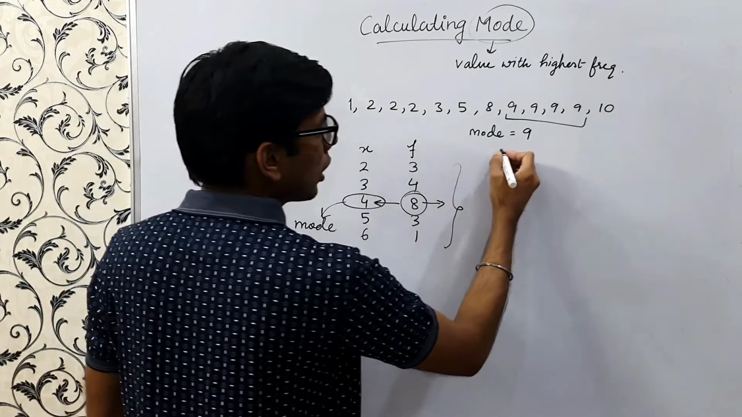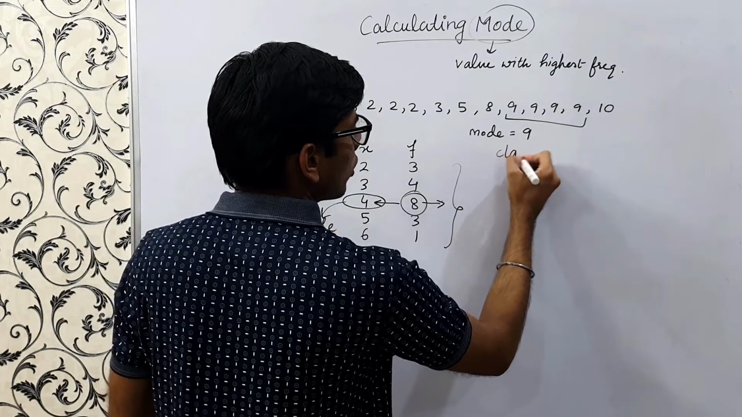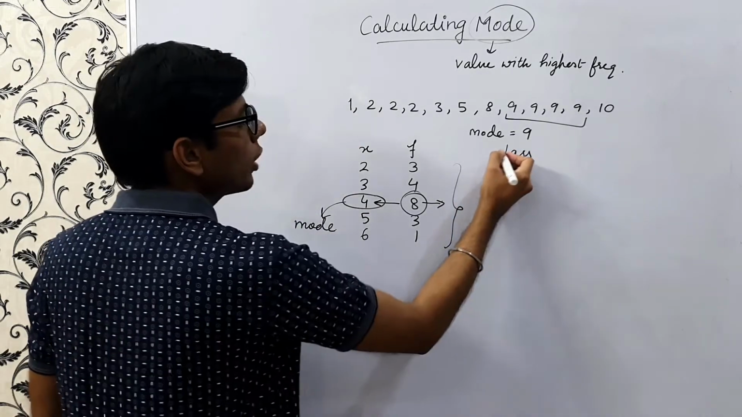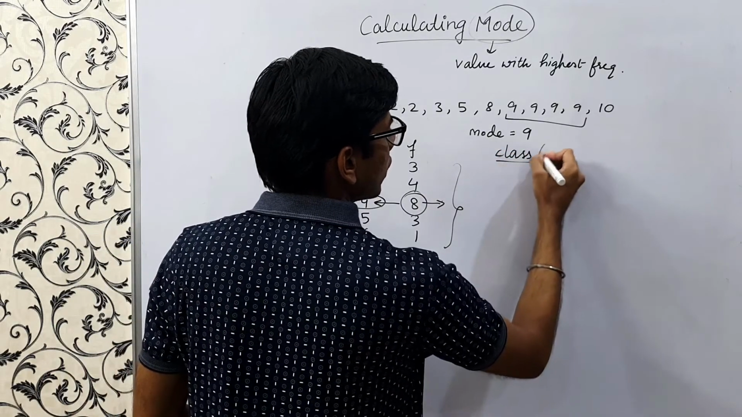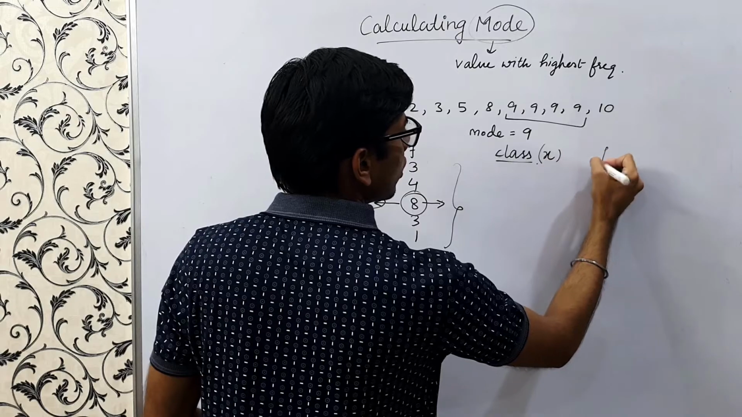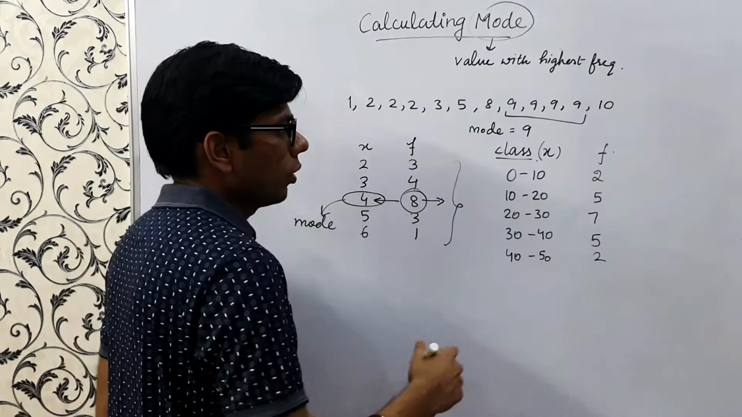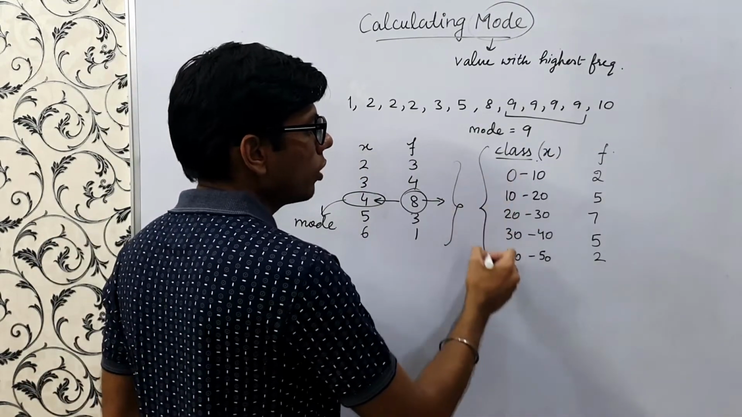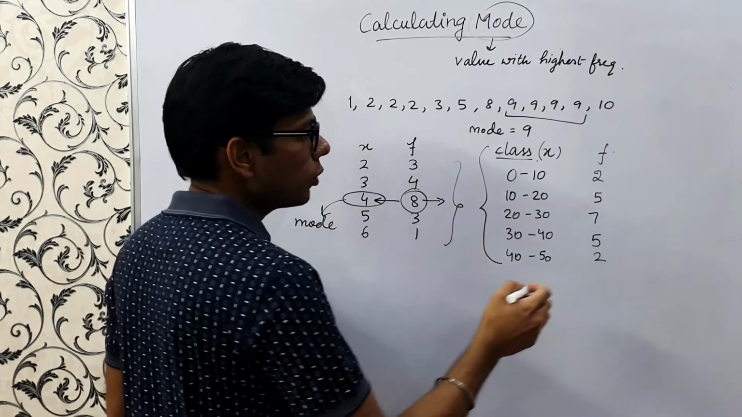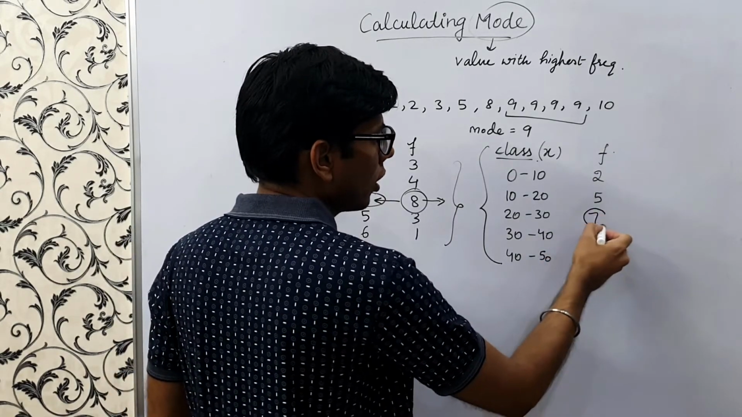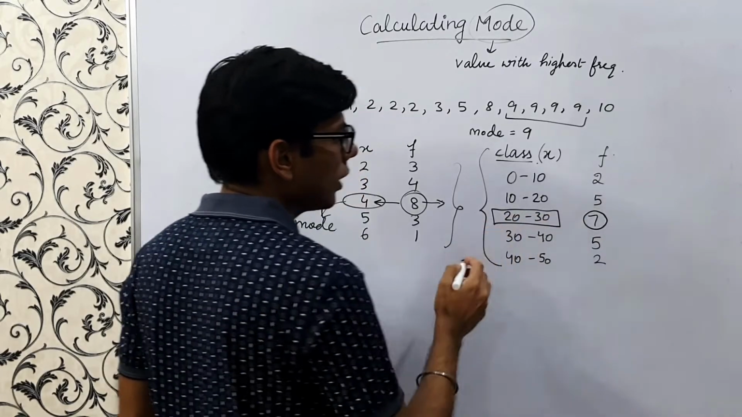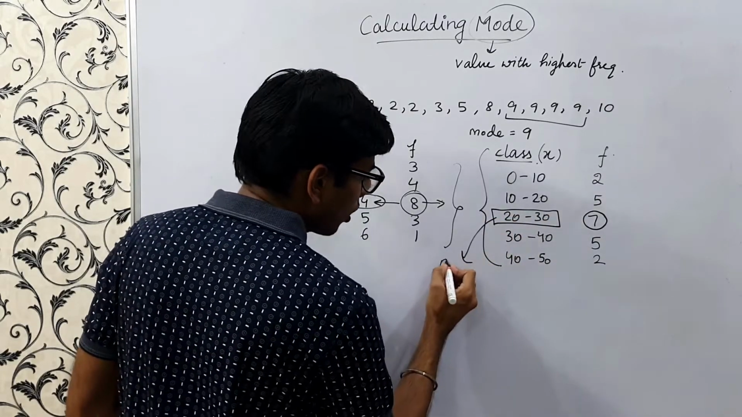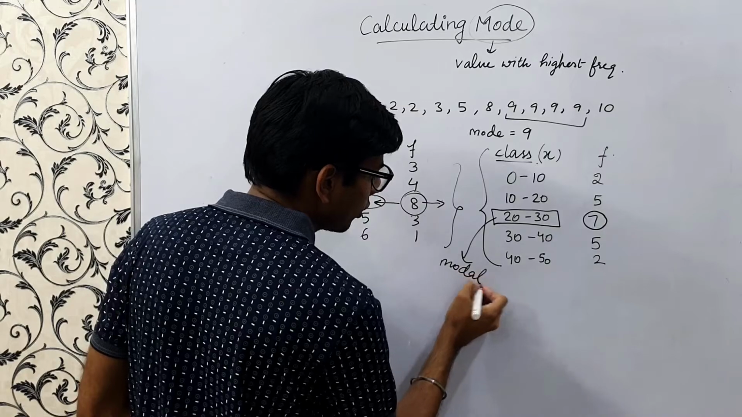Next, coming to the class or grouped frequency data. This is the class, or we can say X, and this is F. So this is grouped frequency data. If you see the frequencies here, this is the one with the maximum frequency, and this is the interval that we have. We call this the modal class.